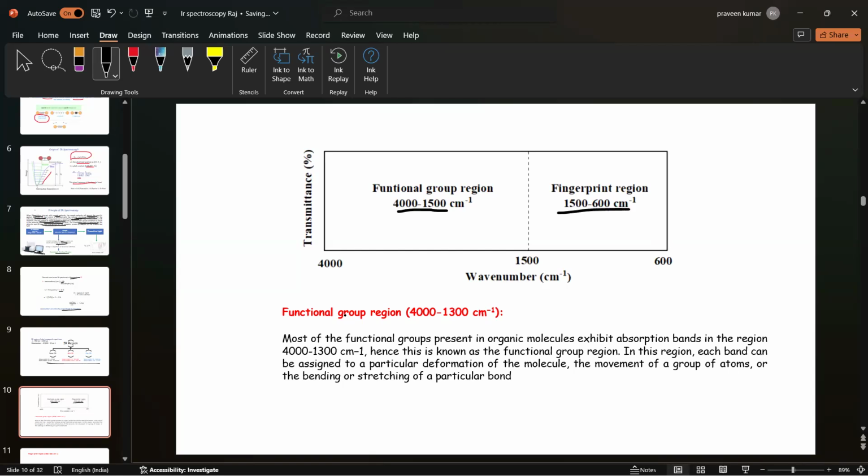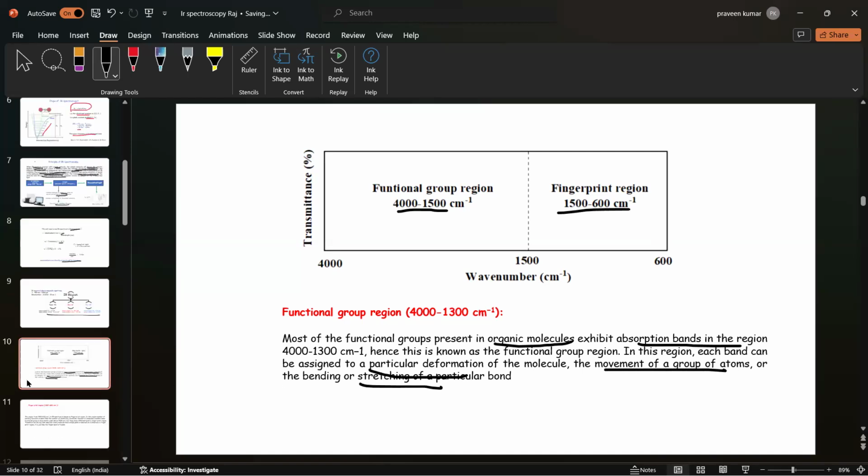Coming to the functional group region, most functional groups present in organic molecules exhibit absorbance bands in this region only. Whatever the functional group, whether aldehyde, ketone, ester, amide, or imine, this wide variety of functional groups present in an organic molecule all lie in the functional group region. So if two molecules have the same functional group, they would have the same functional group region spectra. In this region, each band can be assigned to a particular deformation of the molecule, the movement of a group of atoms, or the bending or stretching of a particular bond.